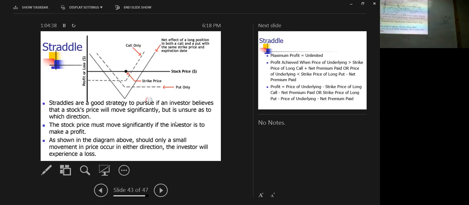So, on a currency straddle, a long currency straddle, our idea is to make some profit given a move in the underlying currency. And it is more applicable to currencies because currencies may move a bit over time. I don't want to say very volatile because that is not true, right? But they can move, and straddles are like a strategy for them. So, straddles are the strategy to pursue if an investor believes that a stock price will move significantly but is unsure as to which direction. So the stock must move significantly if the investor is to make a profit, and should there be only a small movement, you will make a loss, right?